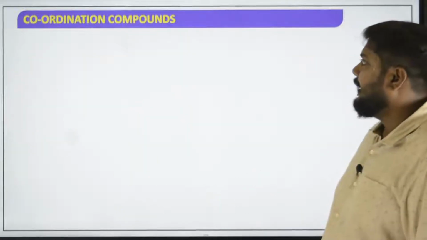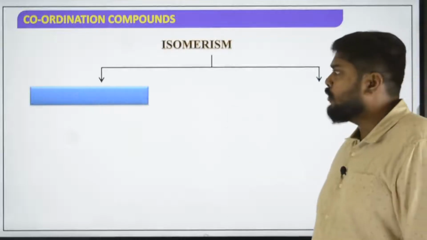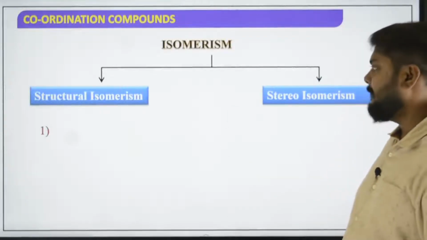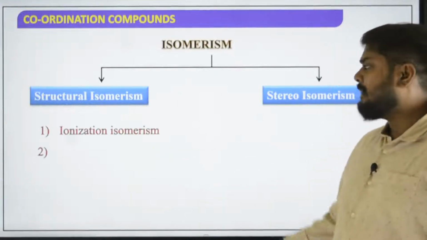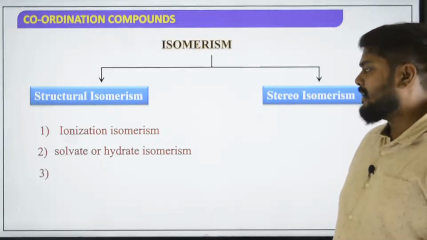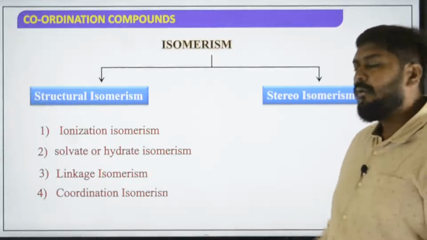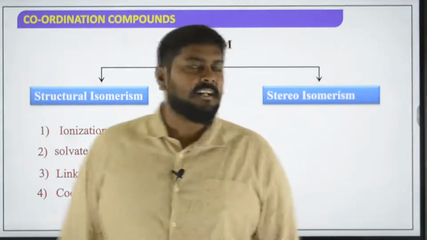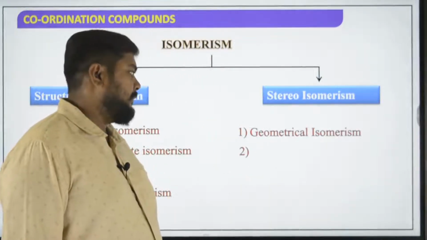Next, isomerism will be further classified into two things: one is structural isomerism, another one is stereoisomerism. Structural isomerism will be further classified into ionization isomerism, hydrate or solvate isomerism, linkage isomerism, and the fourth one is coordination isomerism, right? Stereoisomerism will be further classified into geometrical isomerism and optical isomerism, right?